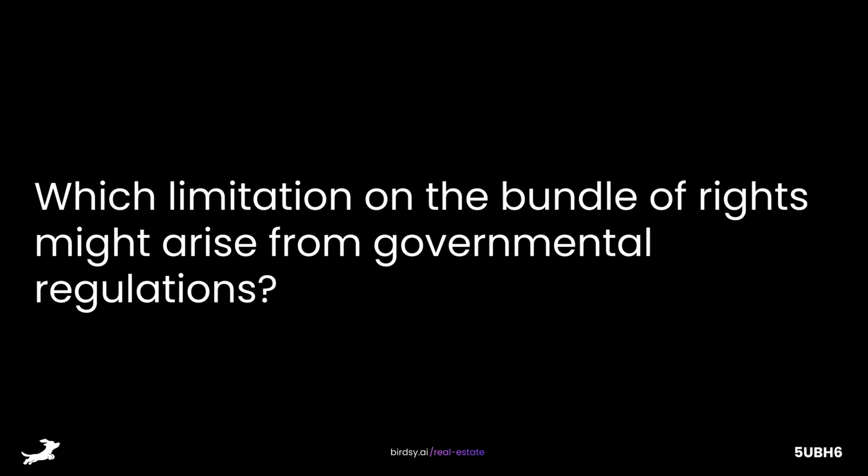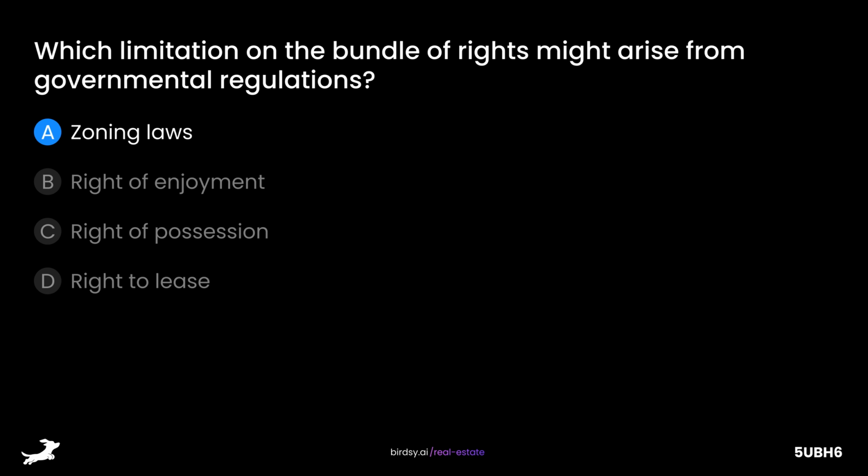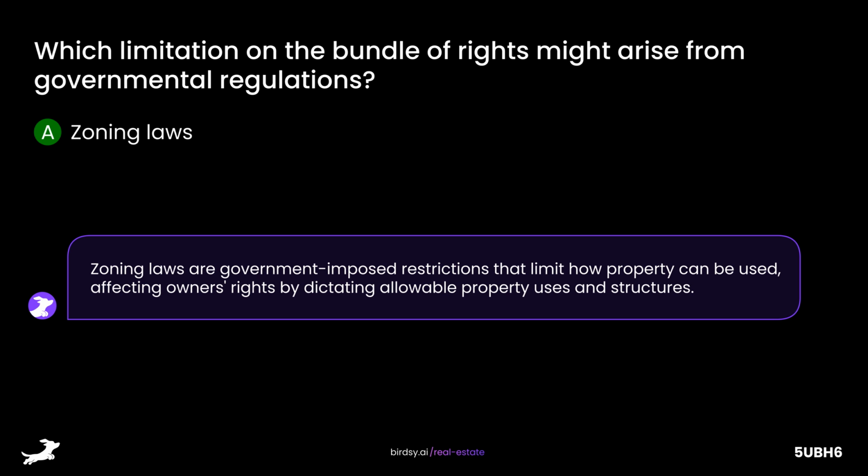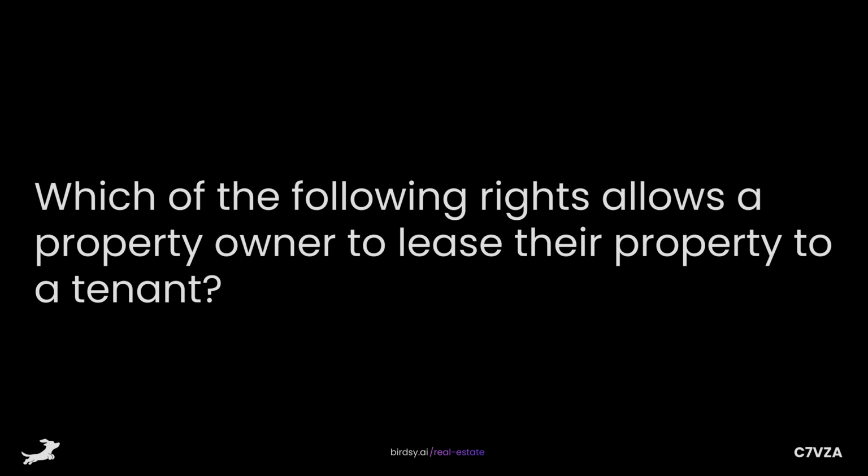Which limitation on the bundle of rights might arise from governmental regulations? Is it A, zoning laws? B, right of enjoyment? C, right of possession? Or D, right to lease? The answer is A, zoning laws. Zoning laws are government-imposed restrictions that limit how property can be used, affecting owners' rights by dictating allowable property uses and structures.